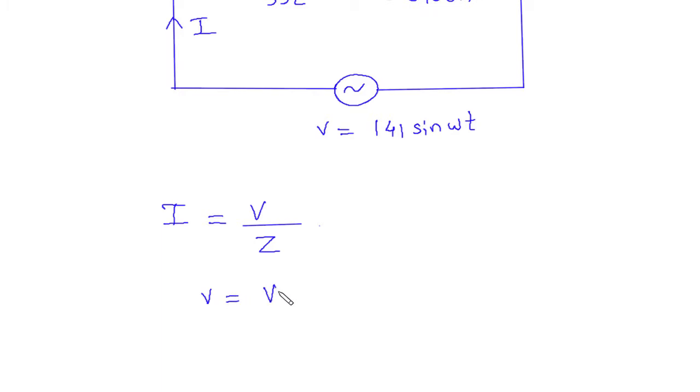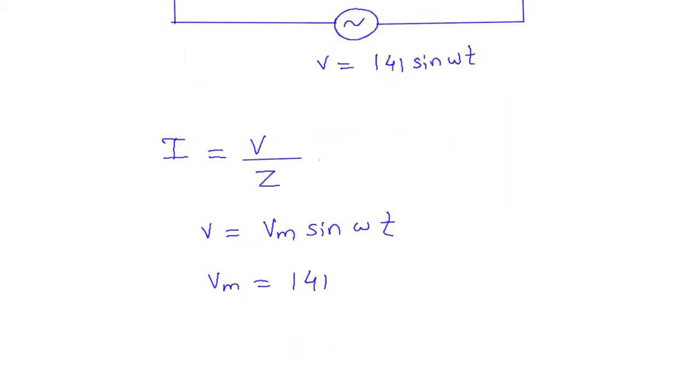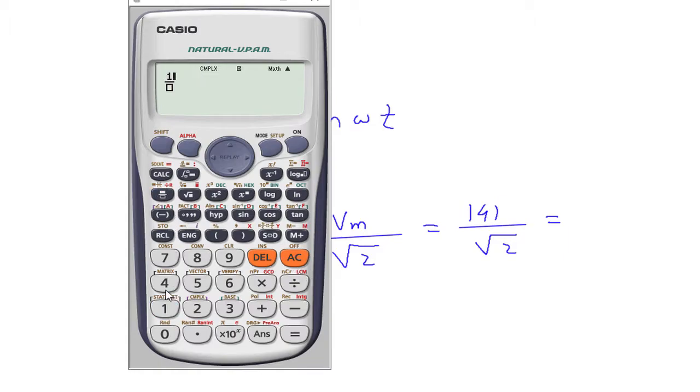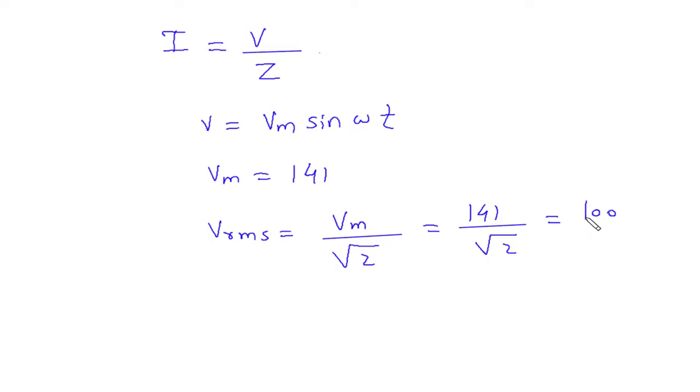We know that V is equal to Vm sin omega t. Now from here Vm is equal to 141 and Vrms is equal to Vm by root 2. So this will be 141 divided by root 2, which will be 99.70 or directly 100 volt. So the value of Vrms is equal to 100 volt.